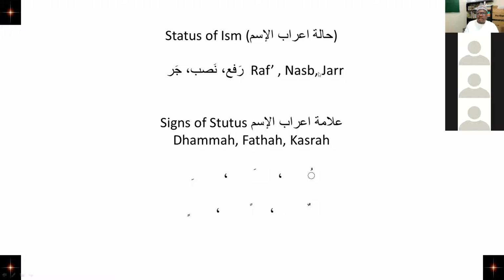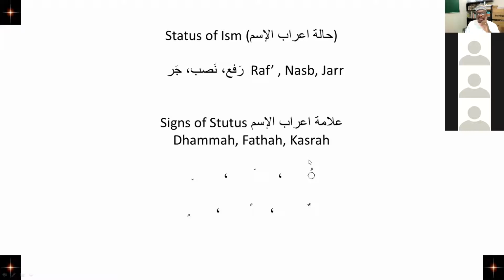Now, note here, there's something called Halat al-I'rab al-Ism. When I say Hala, Hala means status. Then we have something called Alamat al-I'rab al-Ism. Alama means sign. So Alama means sign, and Hala means status. You get into a certain status for you to get a certain alama, a certain sign.